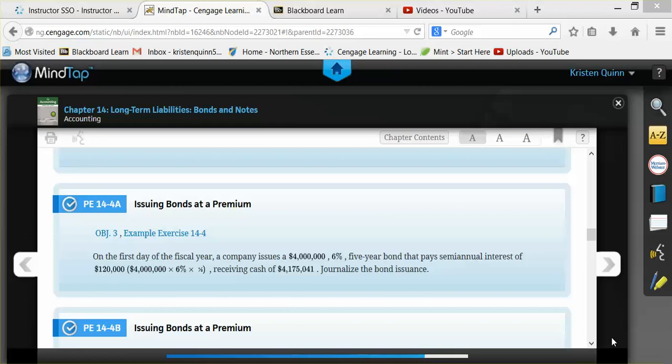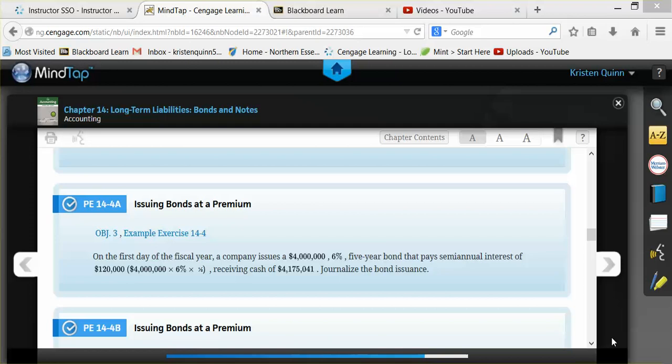In this example, we'll be doing practice exercise 14.4a that can be found in your textbook on page 652. We are going to be journalizing the entry required when issuing a bond at a premium. We will also be doing practice exercise 14.5a, where we will journalize the interest payment and amortization of the premium.